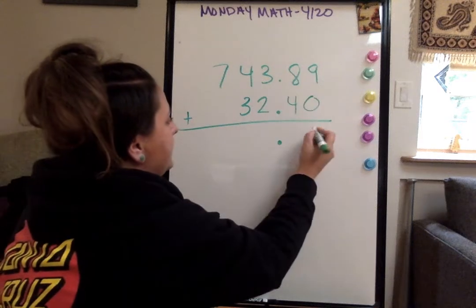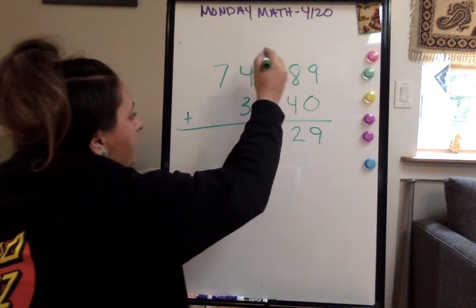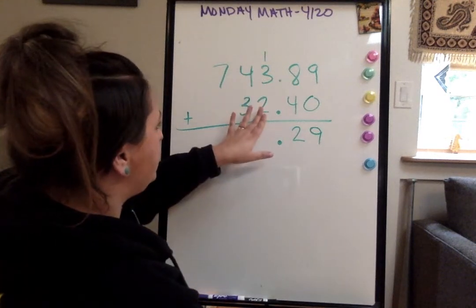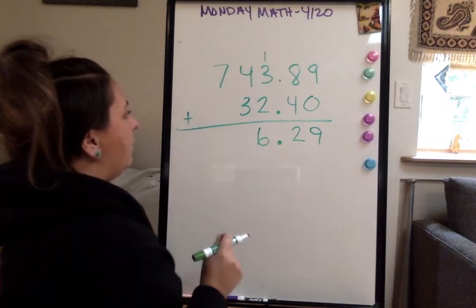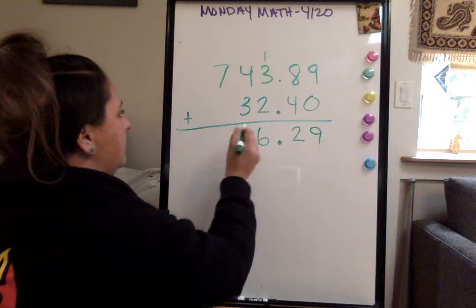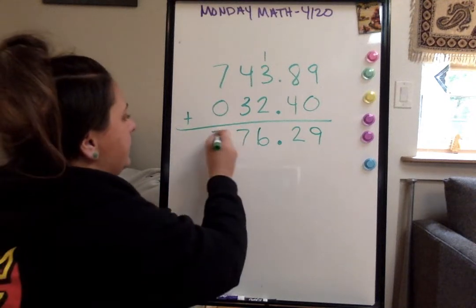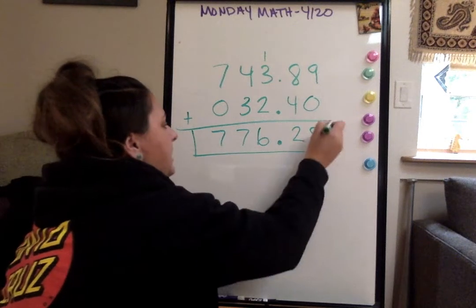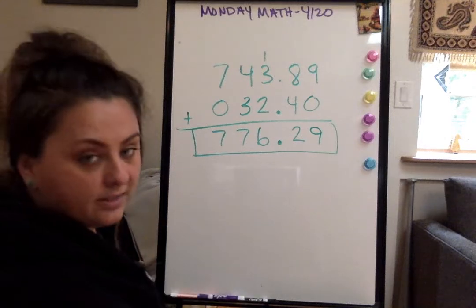All right, 9 plus 0 is 9. 8 plus 4 is 12. 3 plus 2 is 5. 5 plus 1 is 6. 4, 5, 6, 7. And then if you need a 0 here, it's just like putting a 0. 7 plus 0 is 7. So your grand total is 776 and 29 hundredths.